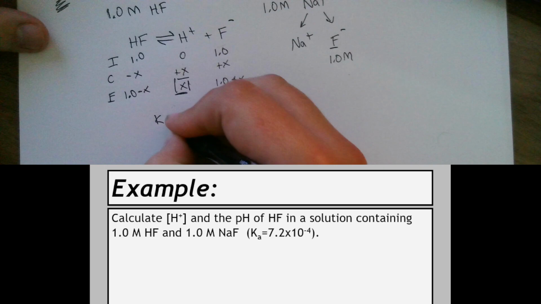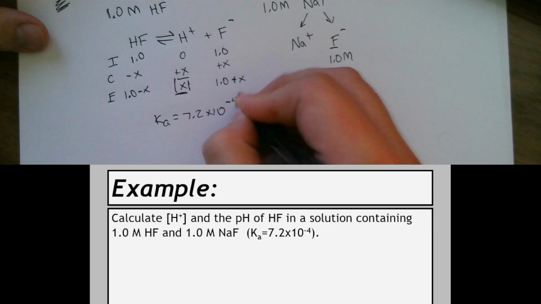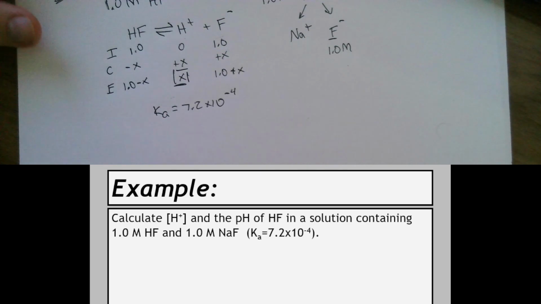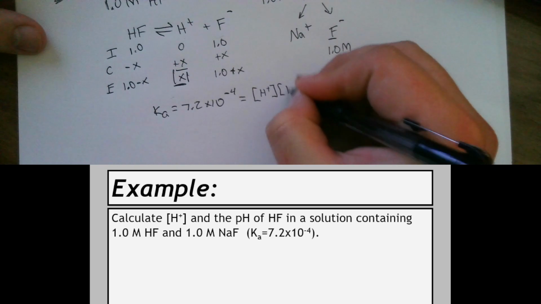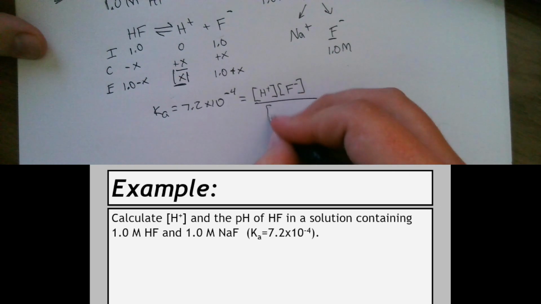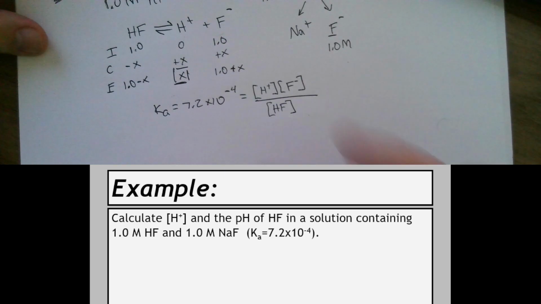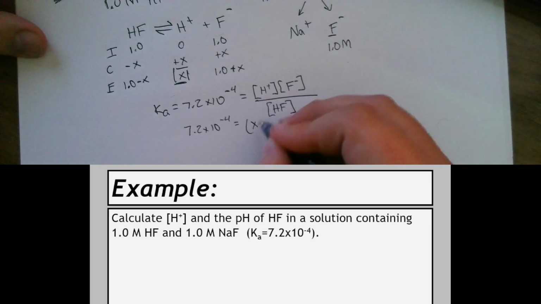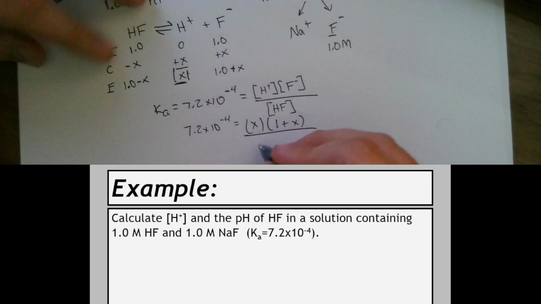It told me in the problem Ka is equal to 7.2 times 10 to the minus 4. That's equal to products over reactants, so it's H plus F minus over HF. I'm going to plug in, remember this is a K, so I have to plug in the equilibrium terms into this expression. So H is just X, F is 1 plus X, over HF is 1 minus X.